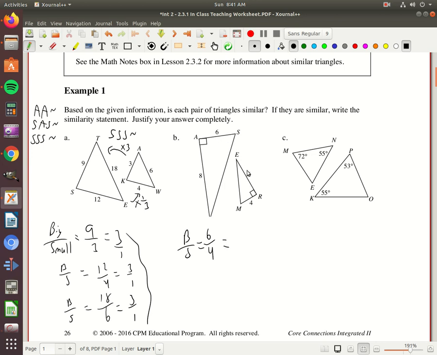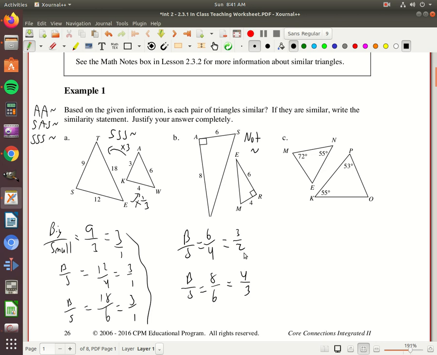A lot of times kids want to match those 6's up, but remember 6 is the small side here, 6 is the big side here. We need to match the small with the small. So if I simplify that, I get 3 over 2. And then again, if I put the big on top, I have 8 over 6. And if I simplify 8 over 6, I get 4 over 3. So are these the same ratio? Are these the same proportion? I would say no, that they're not. So I'm going to say these are not similar.